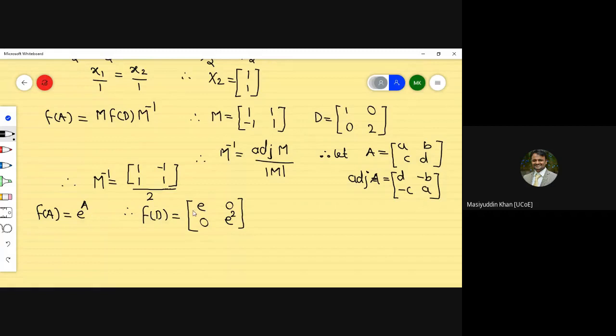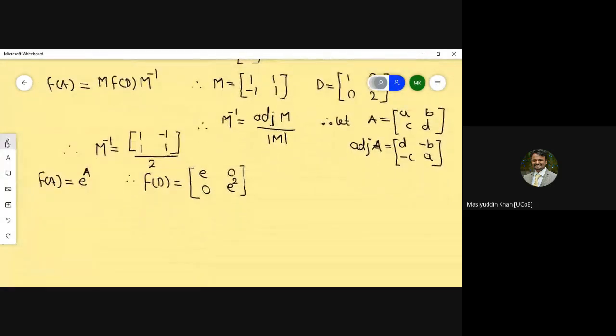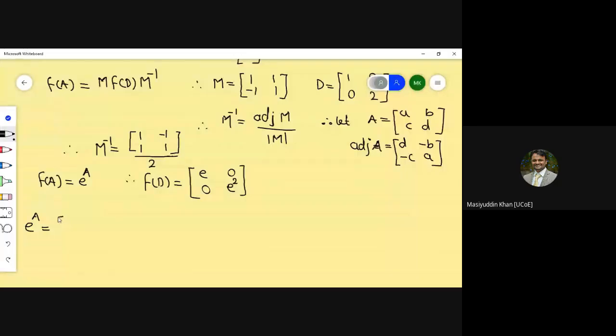इफ f of A इज इक्वल टू e raised to A, देन f of D मींस व्हाट, वी हैव टू प्लेस इट डायगोनली. So now we have to put all these terms here. So we'll get what, f of A is equal to e raised to A, e raised to A is equal to f of M matrix. So we have to put here 1 1 minus 1 and 1.